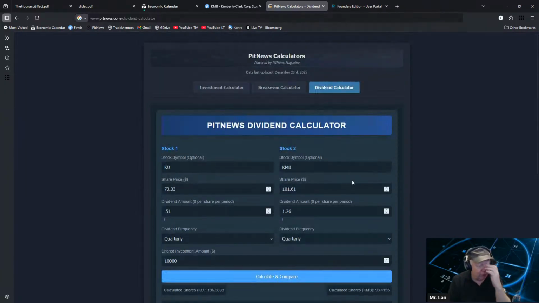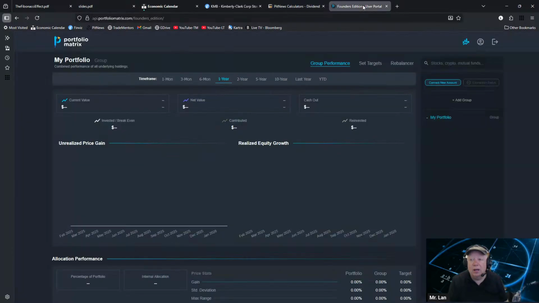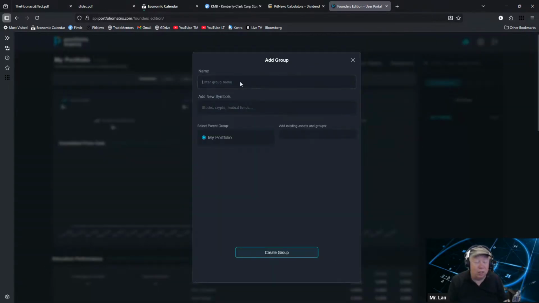Now I'm going to show you another way that's going to be even better. We're going to go into a software program called Portfolio Matrix, and I'm going to show you how to create a portfolio. We're going to come in here, add a group, and call this our popular dividends.